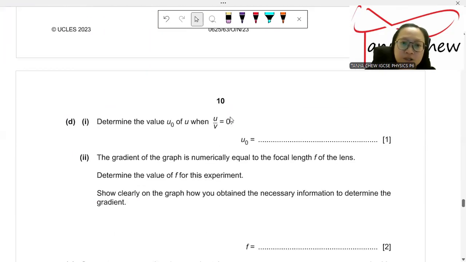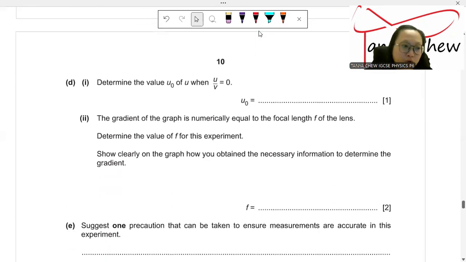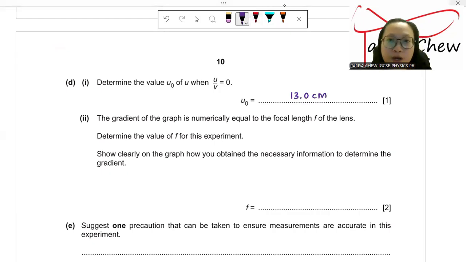And D part 1, determine the value of u naught when u over v is equal to 0. So you just look at the graph. When u over v is 0, what is the value here? I got 13, so 13 cm is my answer, 13.0 cm. The range given, thank goodness, mine is in the smallest range, 13 cm to 18 cm.